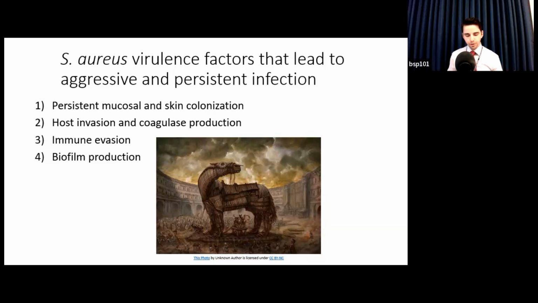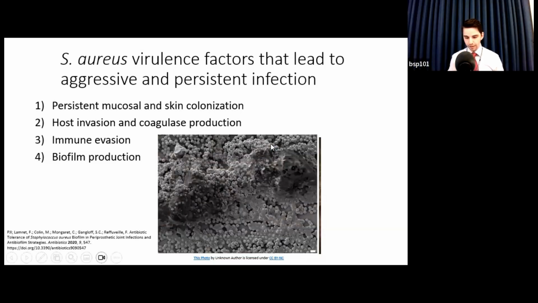And so if Staph aureus reaches prosthetic material, like a prosthetic joint, central line, or heart valve that's been replaced, it can create this mesh-like structure, which we refer to as biofilm. This is an electron micrograph of Staph aureus inside of a biofilm. There's a lot of bacteria in there.